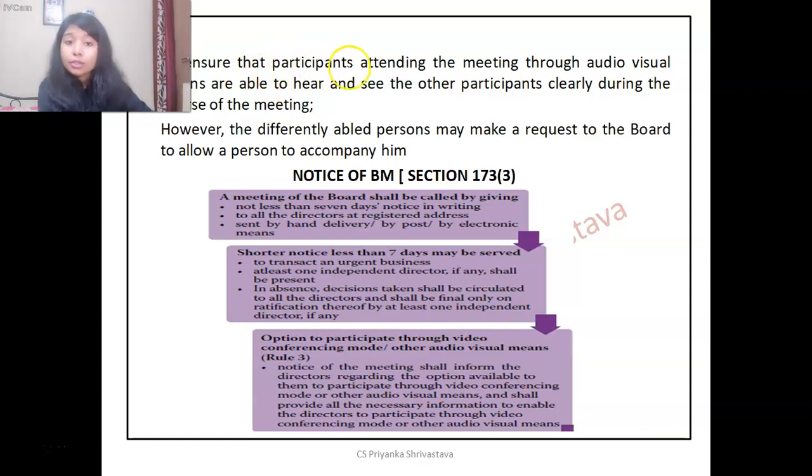And also they need to ensure that the participants attending the meetings are able to hear and see the other participants clearly during the course of the meeting. However, a differently abled person may make a request to the board of directors to allow any other person to accompany him. So if any person who is unable to listen or unable to see has the right to call another person who can guide him in using the audiovisual means, any other person can join him for this purpose.